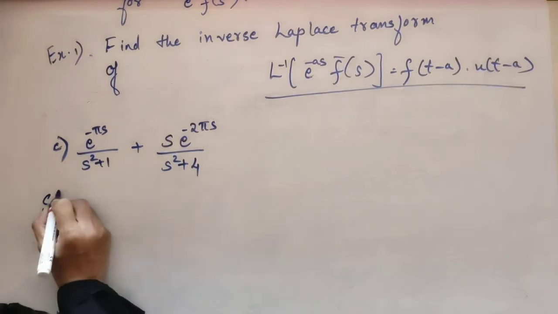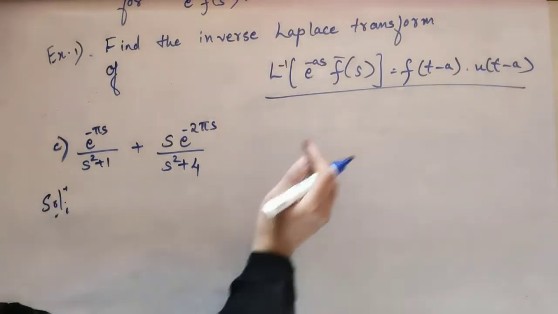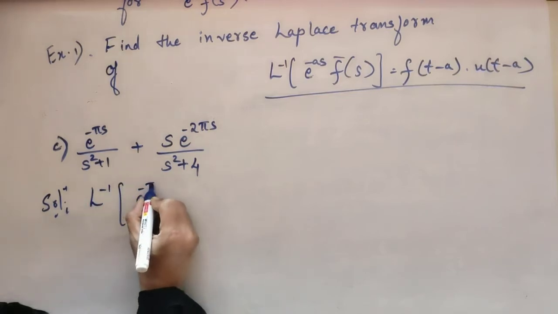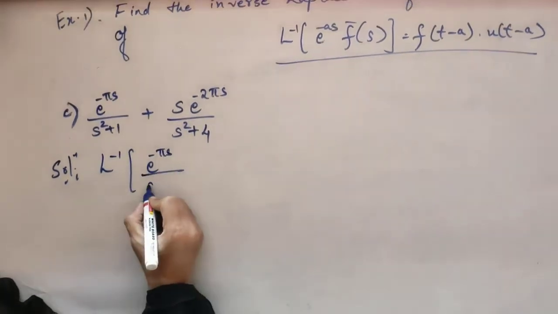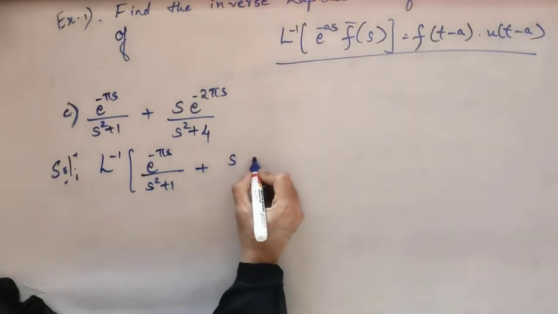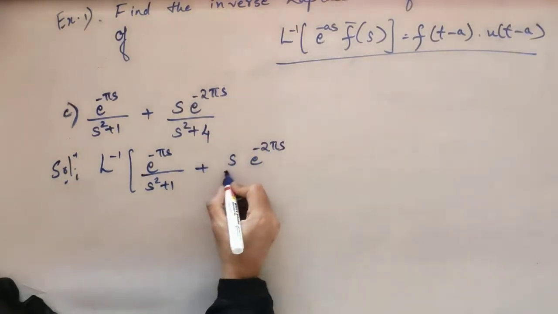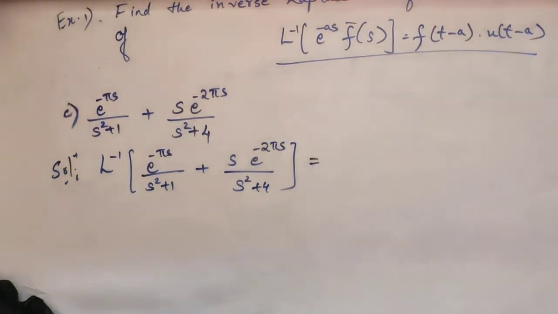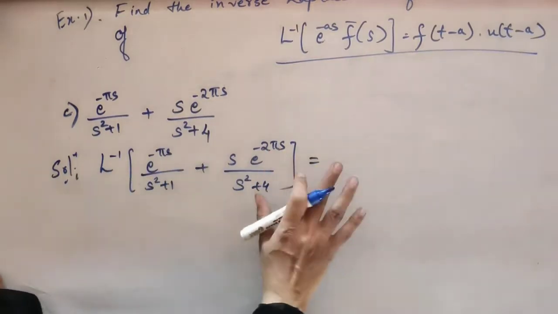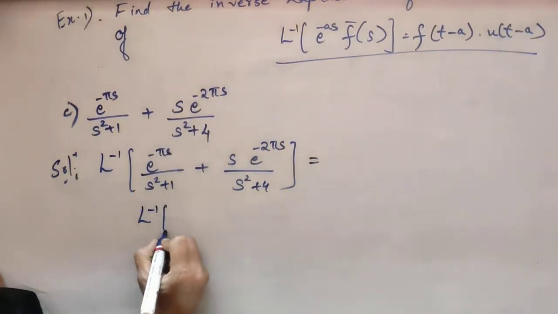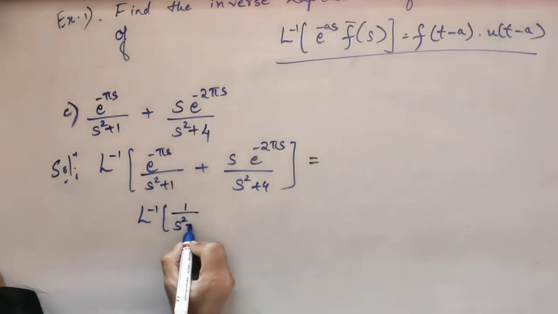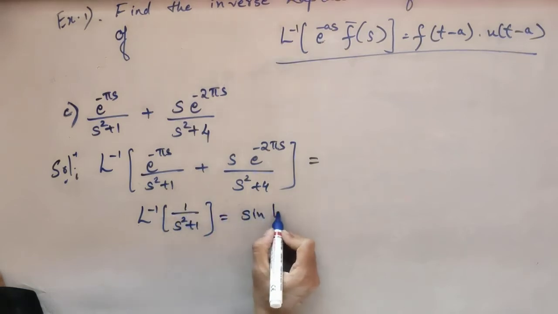So the solution goes as, we need to work for its inverse Laplace transform using this property. L inverse of e to power minus pi s divided by s square plus 1 plus s into e to power minus 2 pi s divided by s square plus 4, we are working for. Now, before going to the solution, let us first eliminate this exponential part. You will be left with 1 divided by s square plus 1 for the first term, and you know L inverse of 1 divided by s square plus 1 is sin t.